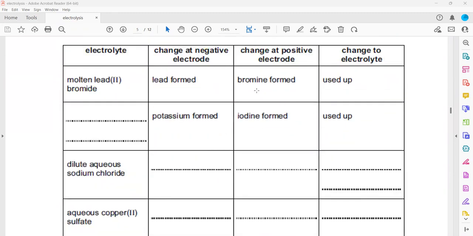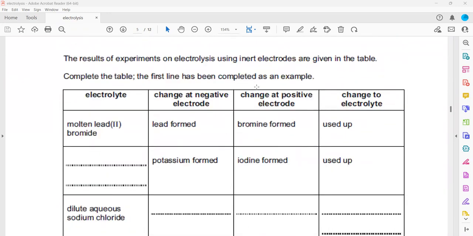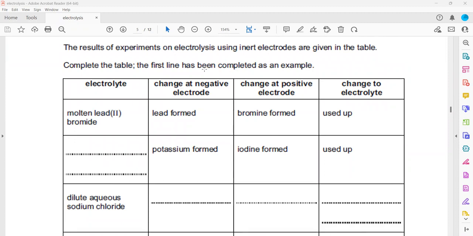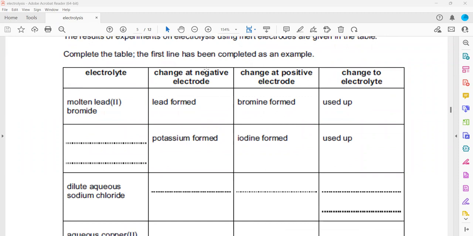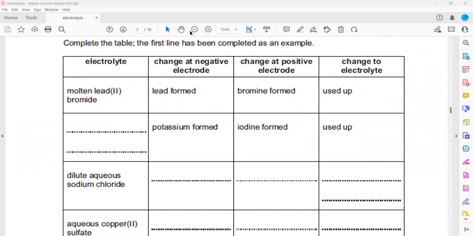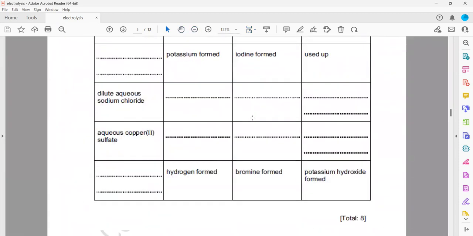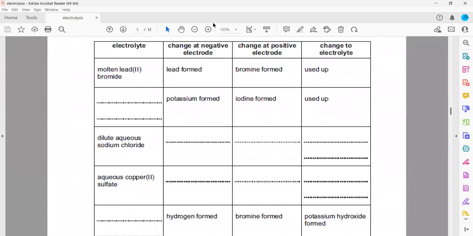Next question. The results of an experiment on electrolysis using inert electrodes are given in the table. Complete the table. The first line has been completed as an example, and you have to complete the remaining.